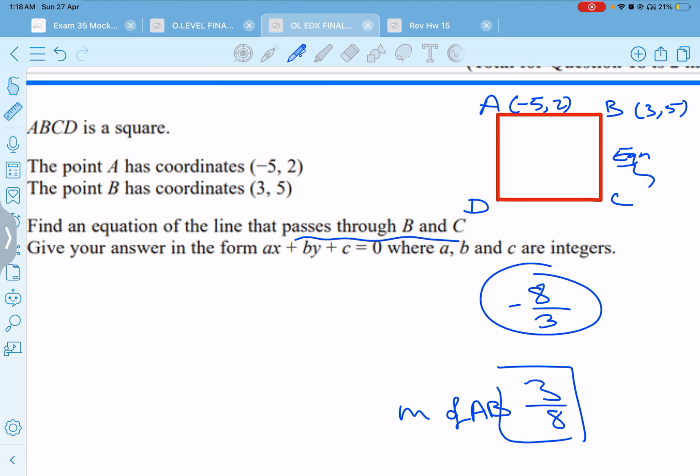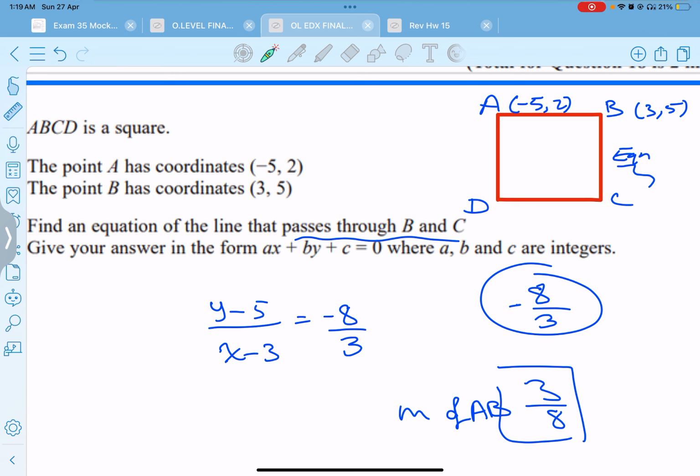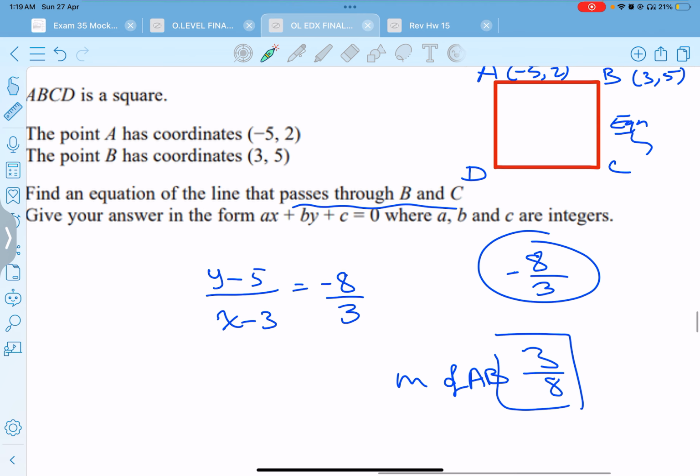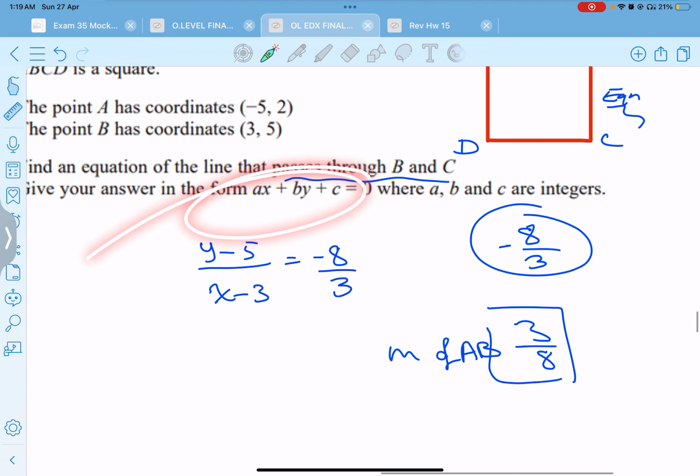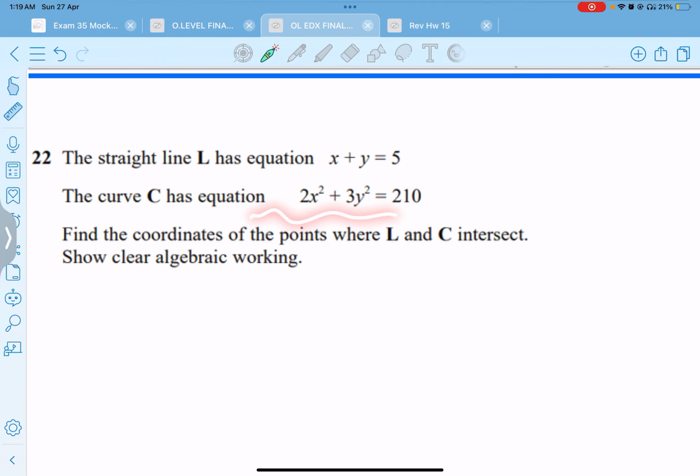So then you substitute: y minus 5 over x minus 3 equal to negative 8 over 3. Then cross multiplication, so you'll get 3y minus 15 equal to negative 8x plus 24. Then you put them all on one side. Coordinates where L and C intersect: you solve them simultaneously, basically.